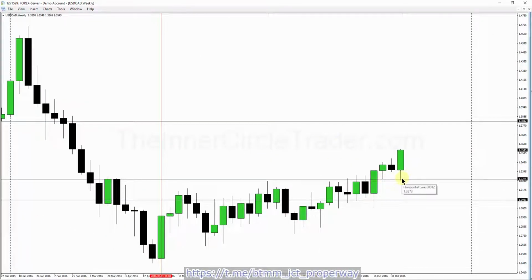Right in here, and you can see price expanding on the upside. So we're looking for 138 big figure and potentially higher than that.